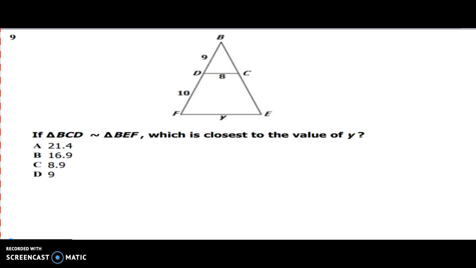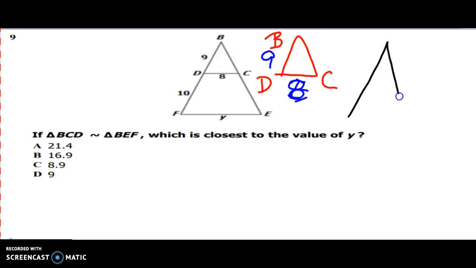If triangle BCD, so that's the top triangle, is similar to BEF, that's the big triangle, what's going to be the closest value of X? So we're going to compare the smaller triangle. So if you need to separate it out, this is BCD. We know this is 8. And we know this is 9. And we're going to compare that to the big triangle, BEF. And we want to know our value of Y.